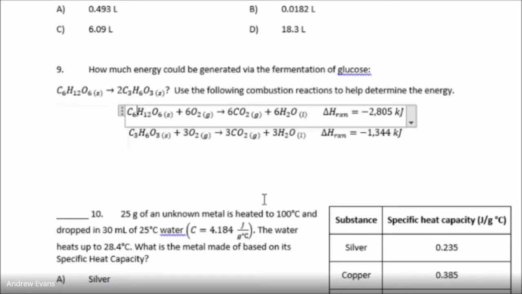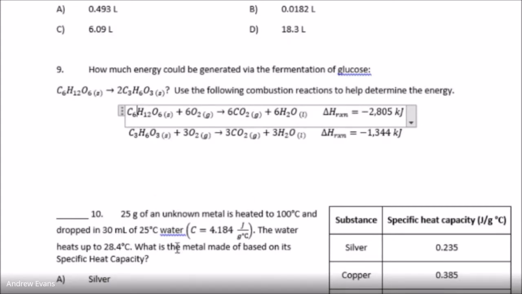So 3 waters becomes 6 waters. 3 CO2 becomes 6 CO2. That yields 2 lactic acids, and 3 oxygens becomes 6 oxygens. And because I've done that, the delta H flips the sign, so negative 1344 becomes positive 1344, and because I doubled it, I would double the energy. So positive 1344 becomes 2688.